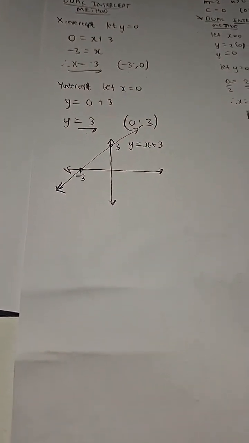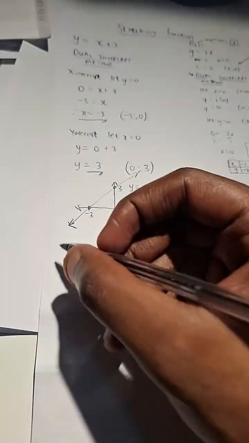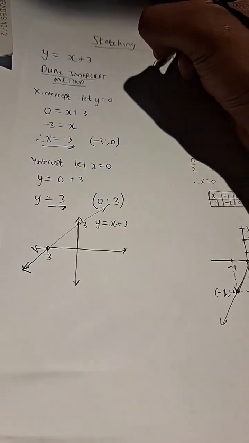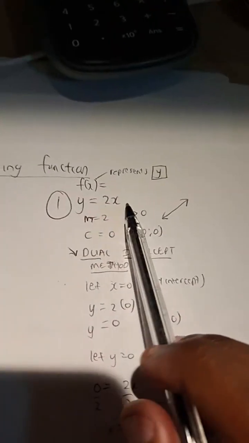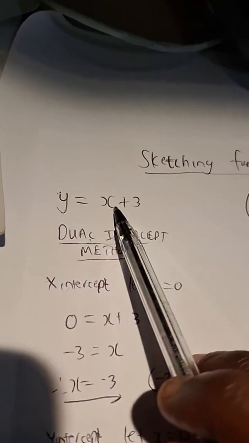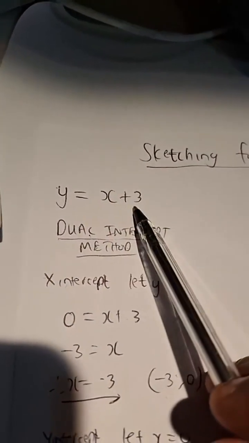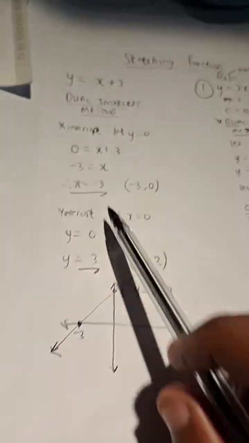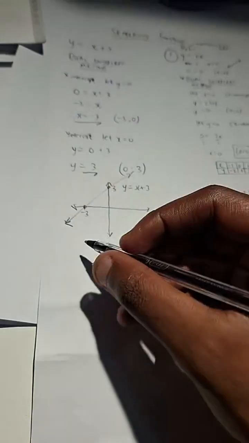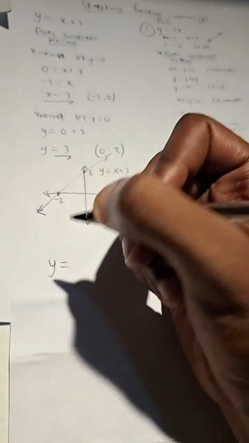Okay, then one last one. We sketched one where the constant was 0. We sketched one where the constant is not 0. And we just simply use the dual intercept method, which is straight up. And then let's sketch one more.